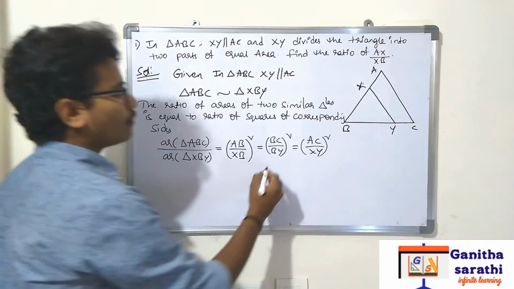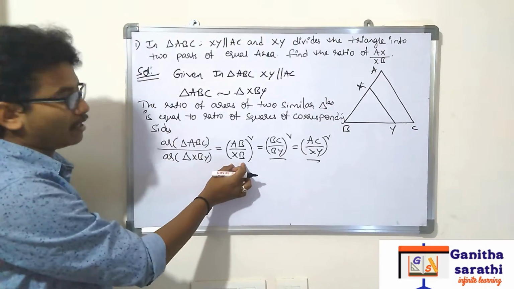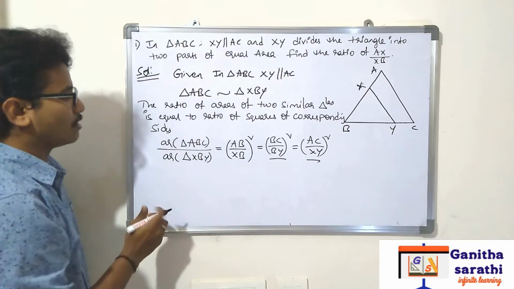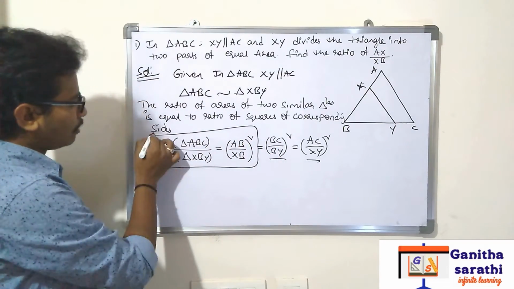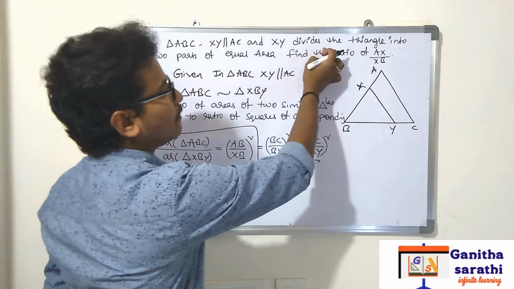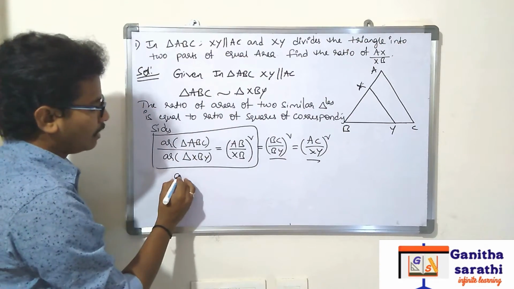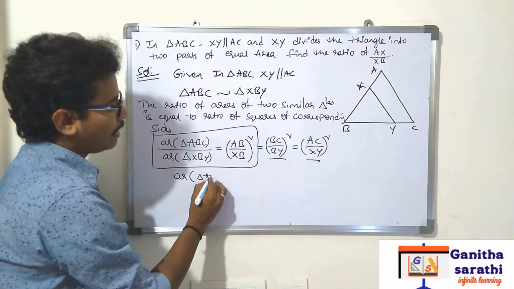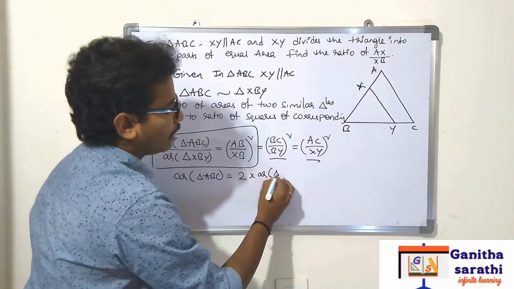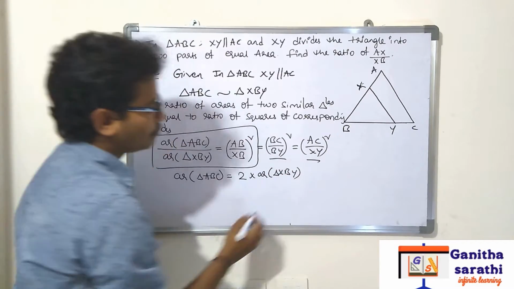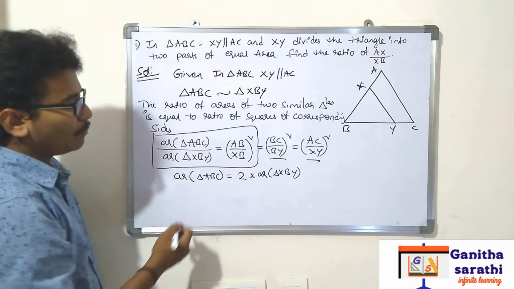We don't want these two, because what is asked is AX by XB, and XB is in this proportion, so we will use this one. How? I have told you before, XY divides the triangle into two parts of equal area. What is the meaning of that? Area of triangle ABC is equal to 2 into area of triangle XBY. So then what will be the ratio?